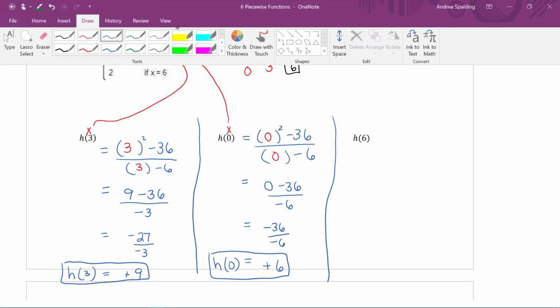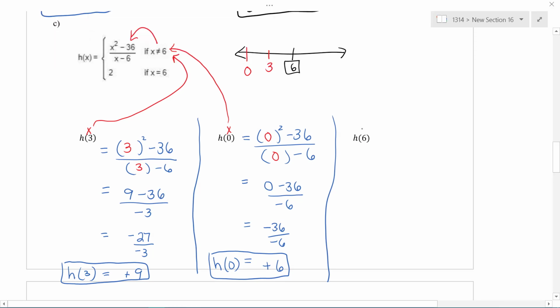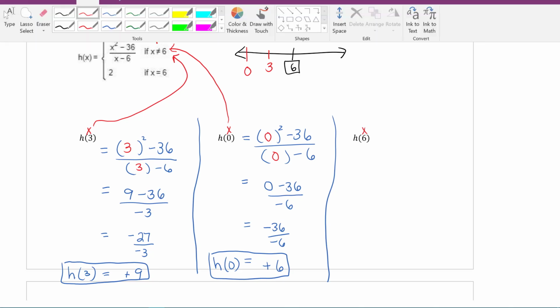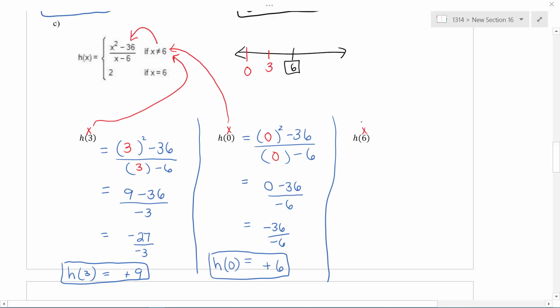Okay, so our last example here, we have h of 6. So the x value that we're plugging in this time is 6. To figure out which lane we're going to go in, we have to decide: is the x value 6 or not 6? Well, this time the x value is exactly 6. So we're actually right on the money, right on the 6. If the x value is 6, then we have to use lane 2. And the answer is just 2. So that's a really nice, really easy equation, just equals 2. Okay, so that's all we have to do. h of 6 equals 2, and that's our final answer if x is equal to 6.